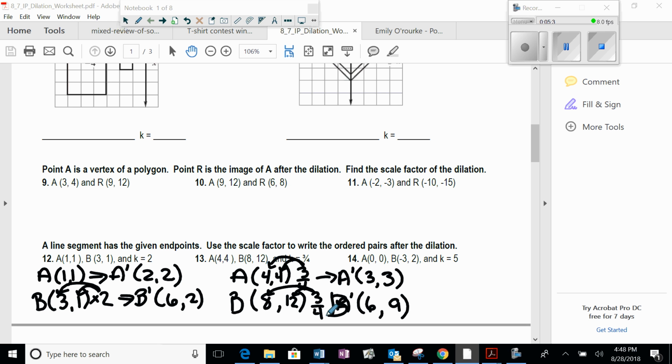Go ahead and for your homework, I want you to solve number 10, 11, and 14.